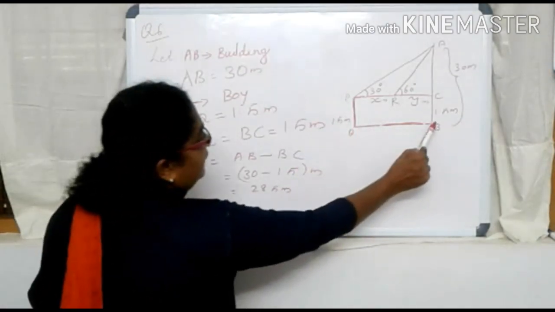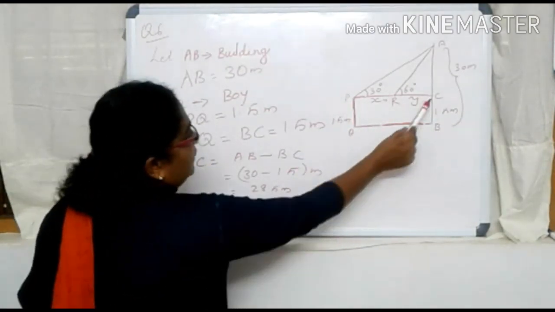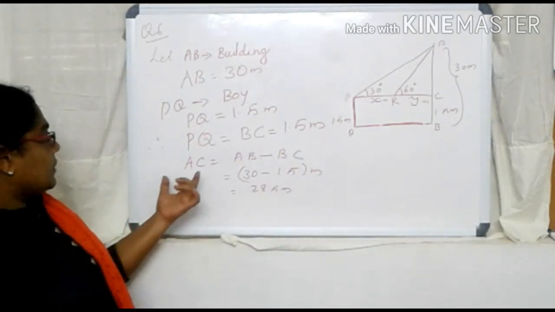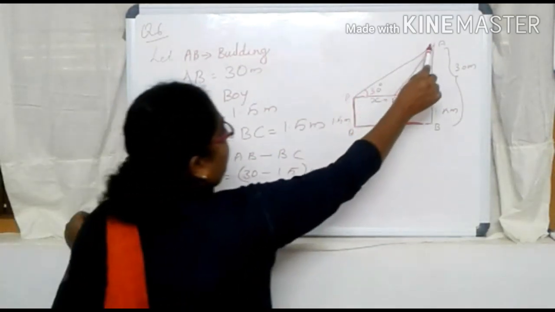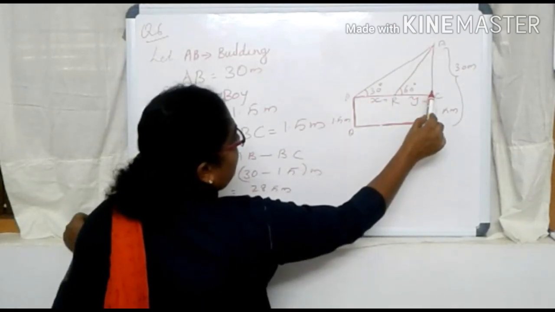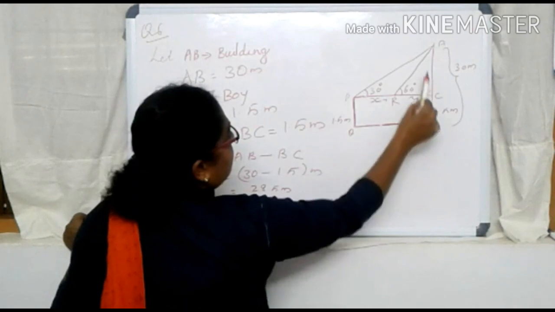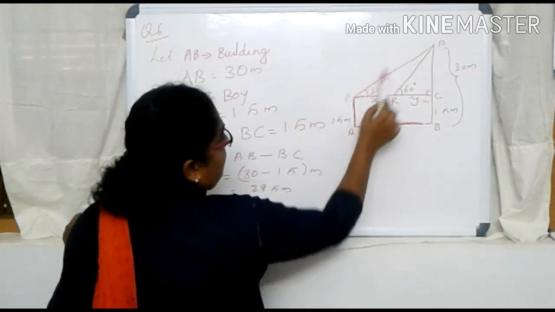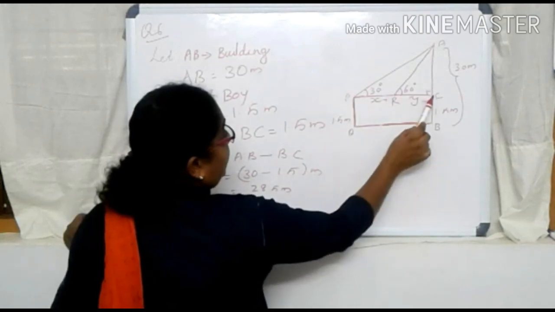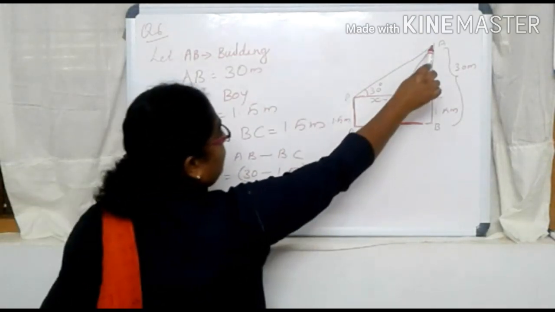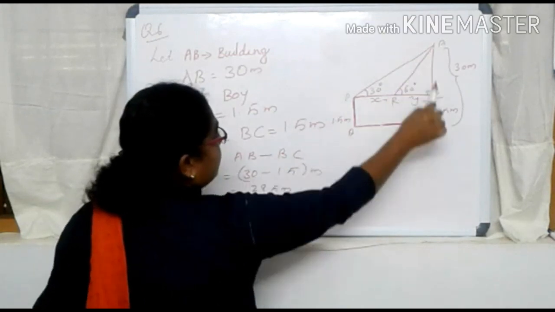See, here we are getting a rectangle. So PQ is equal to BC, that is equal to 1.5 meters. Then here we are getting the right angle triangle. APC is a right angle triangle, with the right angle at the point C. So we have to take the triangle APC. The height of the triangle is AC.